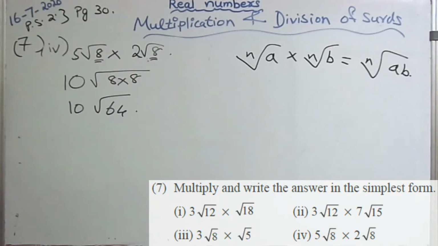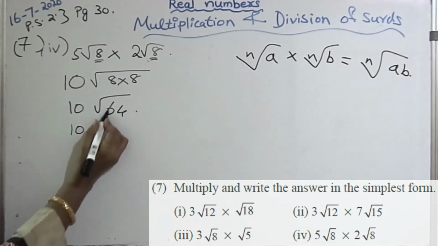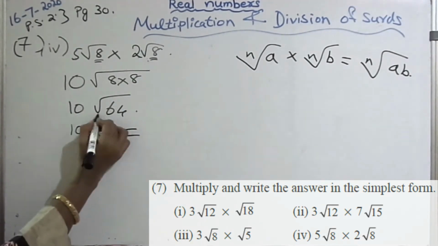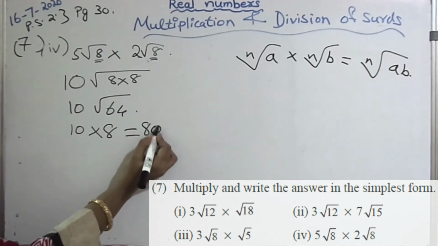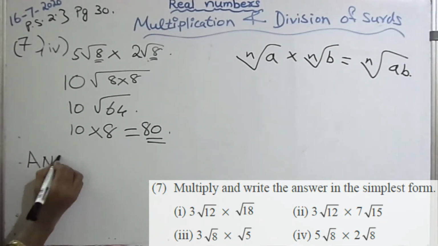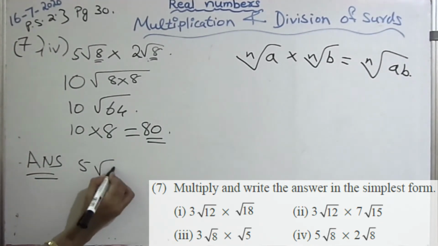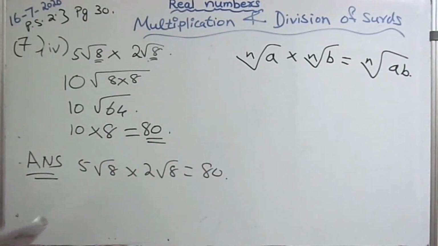What is the square root of 64? You know, 8 8s are 64. So you can easily find the square root here. 10 8s are, it's a rational number. 10 8s are 80. Answer is 80. So final answer is 5 root 8 into 2 root 8 is equal to 80.